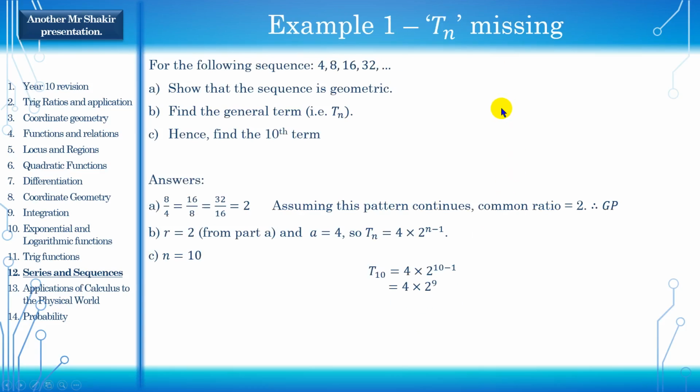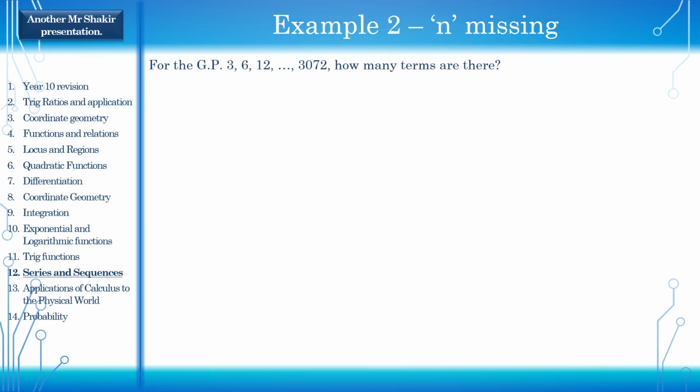Alright, let's look at example 2 when n is missing. So the questions I'm doing, I'm showing you different types of questions. So example 1 was where the nth term is missing, or they're asking us to find the 50th term, 100th term, whatever. Now in this example is when n is missing. We know the value of the term, we just don't know which term it is in the sequence. So how many terms are there?